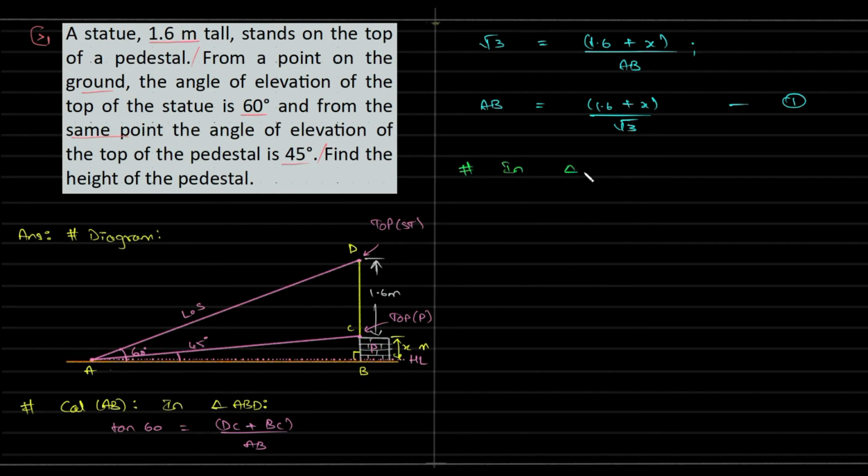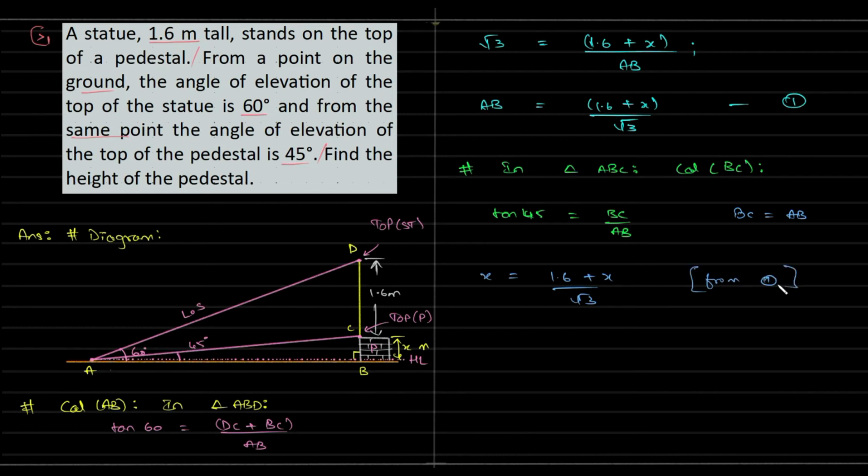Next is finding CB. So for that, in triangle ABC, we are calculating BC. So tan of 45 is equal to BC by AB. Now tan 45 is 1. So BC is equal to AB. So from 1 we have BC is equal to, BC is what guys? X. Let me substitute that. X is equal to 1.6 plus X by root 3. This is from equation 1.